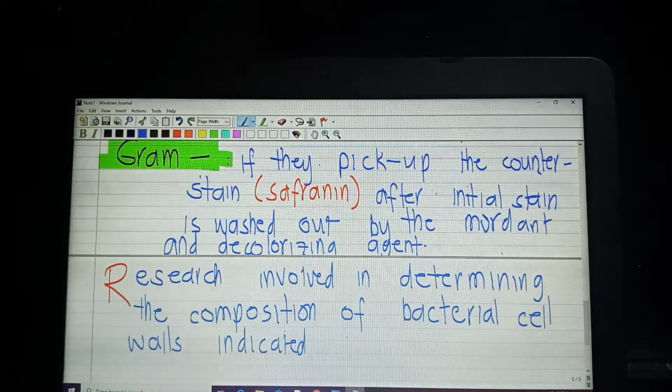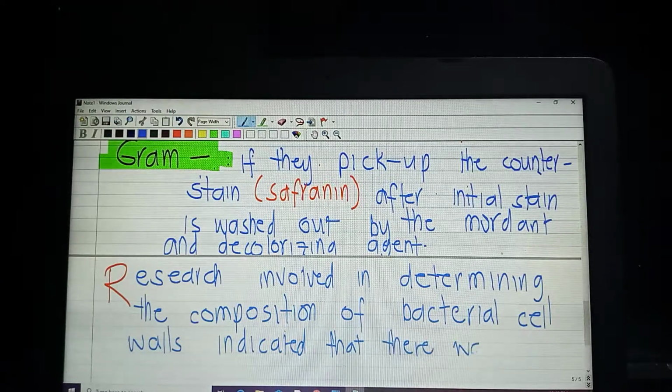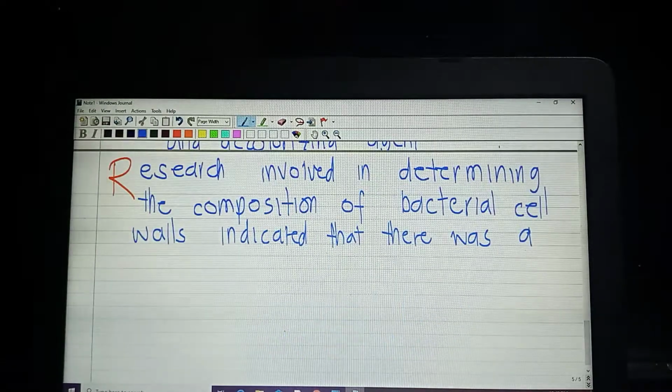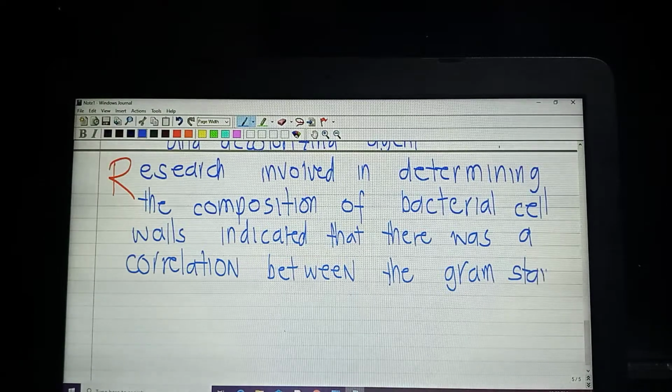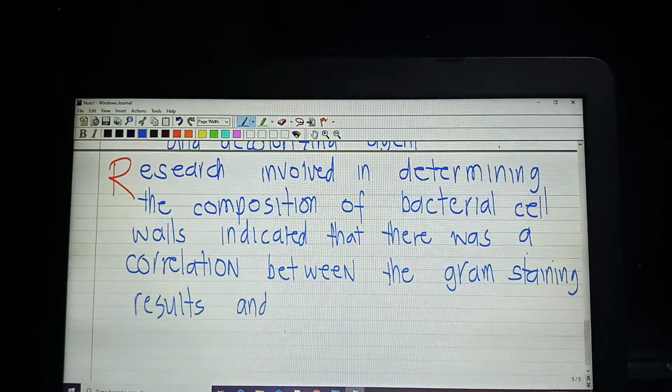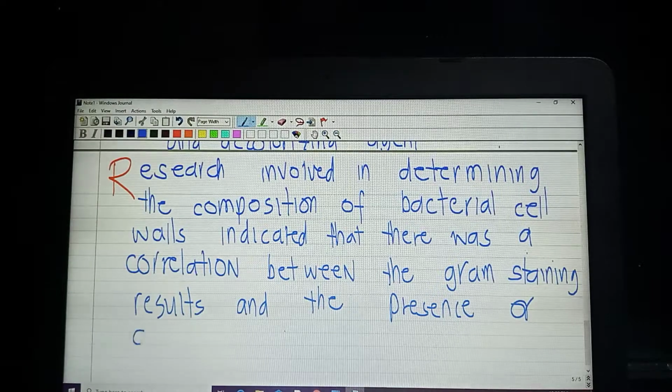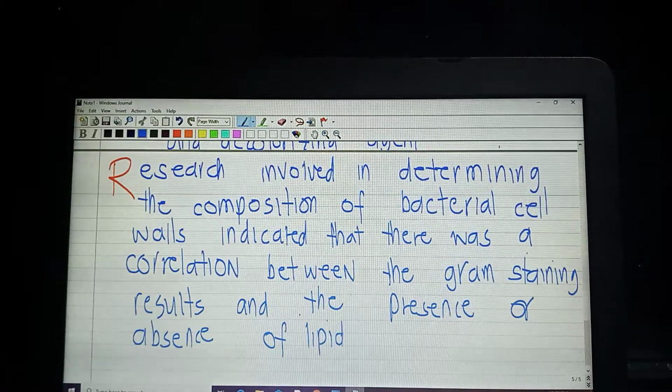The relationship or correlation of your bacterial cell wall and its composition was indicated that there was what? There was a correlation. There's a relationship, a linkage. There is a close correlation, according to research, between the gram staining results and the presence or absence of lipid, of your lipid cell wall constituents.